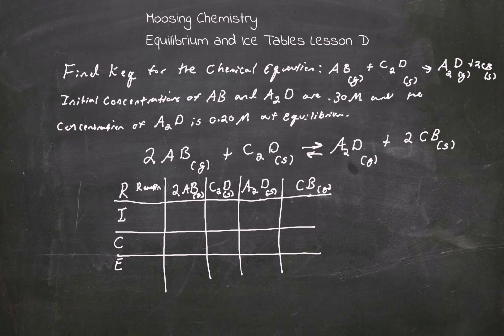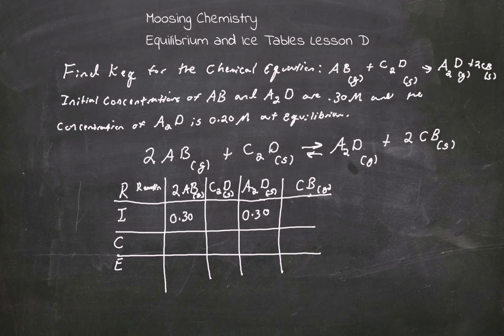So our initial concentrations are for AB and A2D. AB is 0.30 molarity, so we're going to put 0.30, and then we don't have to put that M in there. And then for A2D, it's 0.30 also.